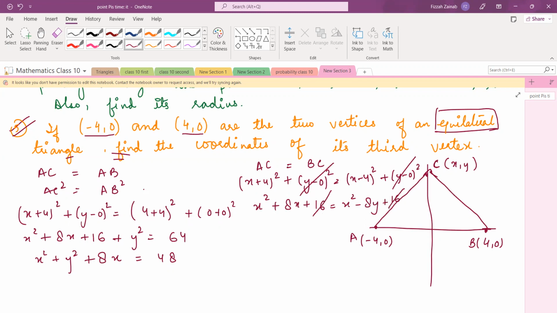So again, 16 goes out. x square also goes out. So you get 8x plus 8y is equal to 0, or you can say x plus y is equal to 0, or x is equal to minus y. So I think one relation you have got from here, but not the exact value of x and y, right?